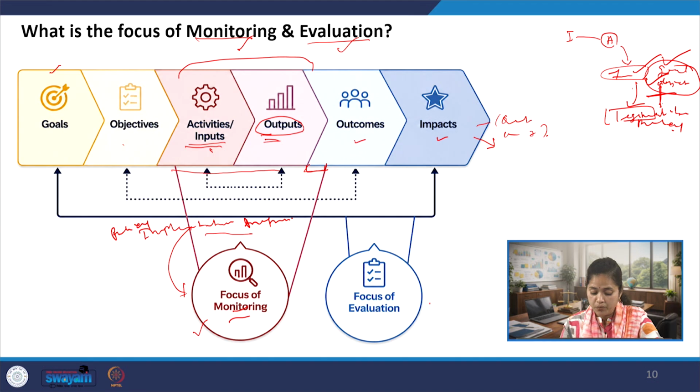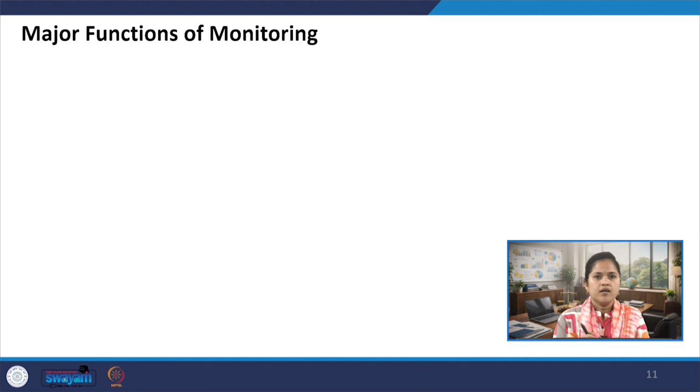But if you see the policy evaluation, then the focus is only outcomes and impacts, not outputs and activities, and in this way you can find out the difference between policy monitoring and policy evaluation. Okay. So, given this understanding, now we can discuss the major functions of policy monitoring.